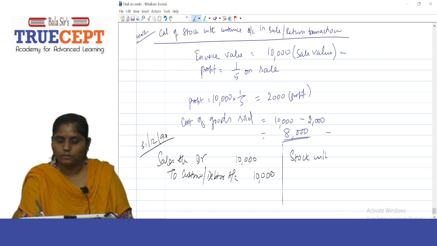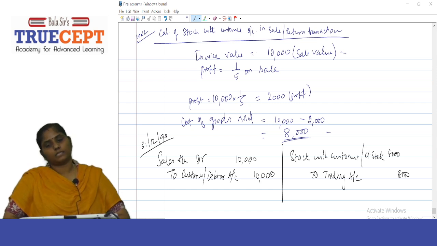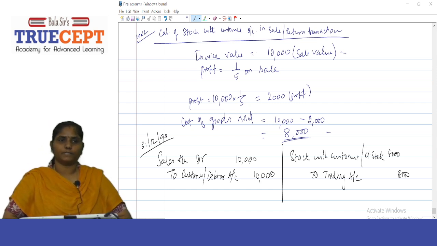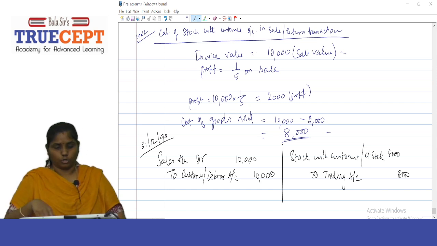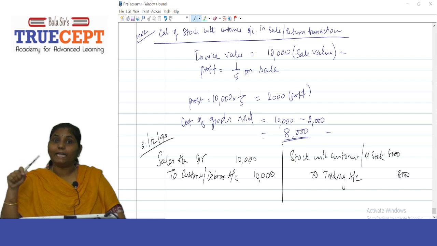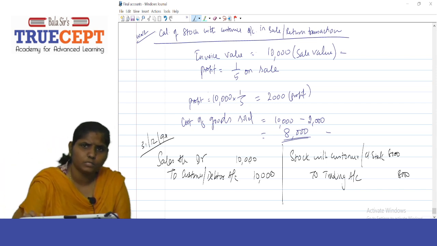What is the next entry? Stock with customer account or closing stock, I gave you 2 entries earlier, okay? To trading account. This is the entry. How much? 8,000. Clear? So now how do I adjust in the final accounts? This 10,000 I subtracted from sales. Reversal. I have debited, so I subtracted. And also from the debtor I subtracted in the balance sheet. As closing stock, what will I do? I'll be adding it. Stock with customer 8,000 in the closing stock in trading and also in the balance sheet I'll add. Clear? Any doubts? Okay.